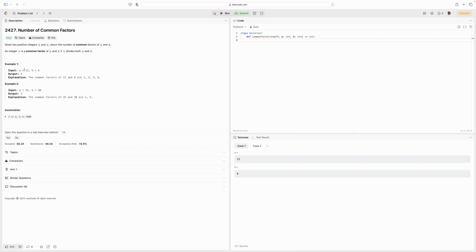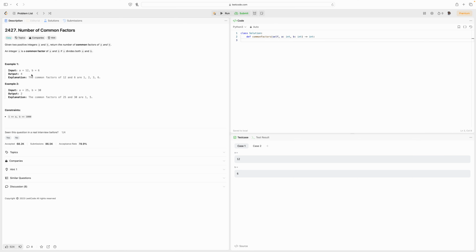Let's say the input is A equals 12, B is 6, output is 4. Explanation: the common factors of 12 and 6 are 1, 2, 3, and 6. Oh god, I don't like this. Input A equal to 25, B equal to 30. The common factors are 1 and 5, so there are 2 of them. God, is this one of those like find a binary number problems or something?